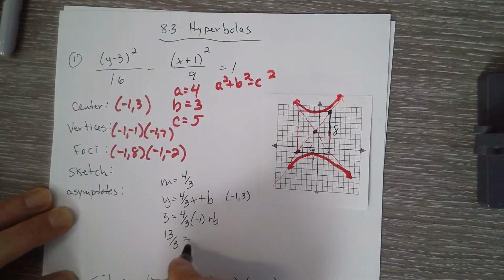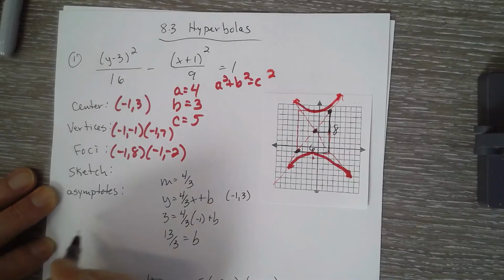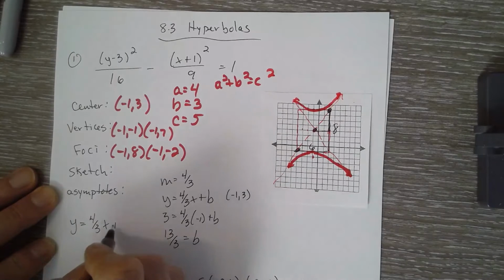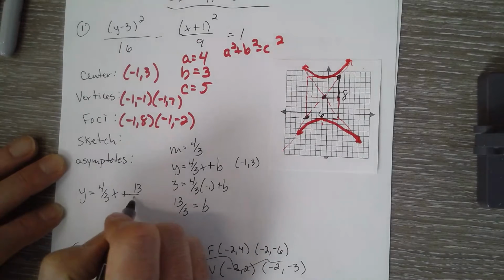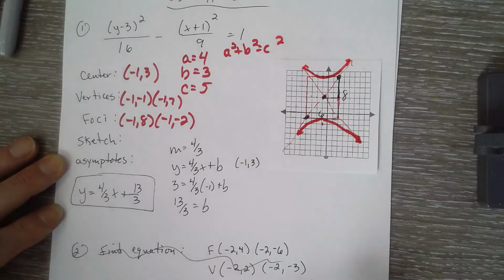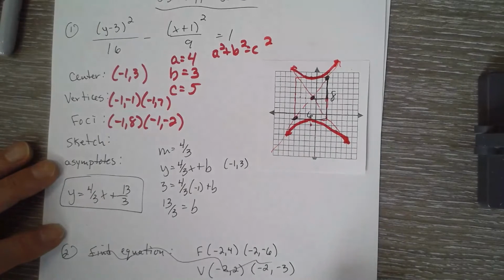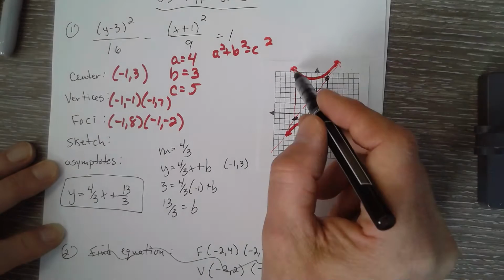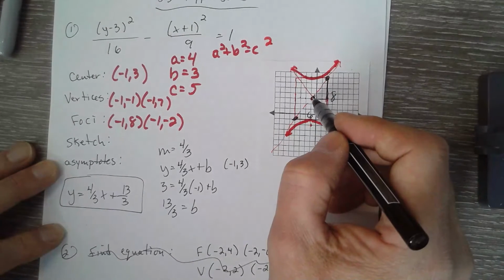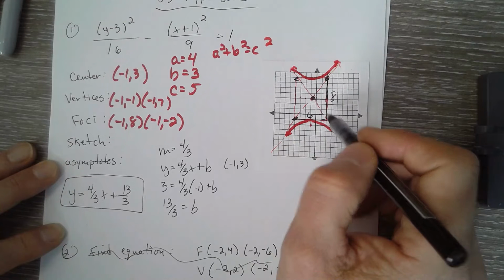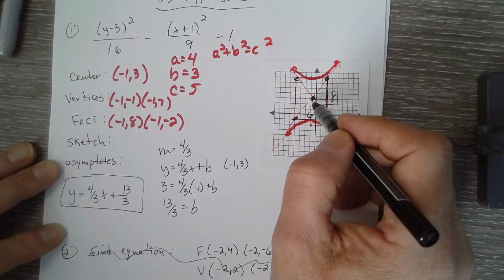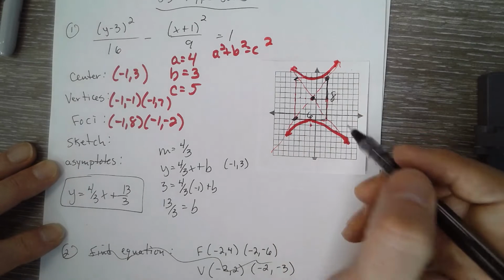That's our b. So this asymptote is y equals 4/3 x plus 13/3. There's my first asymptote. The m is the slope, but the b is the y-intercept. Okay, so my second asymptote, we need to know its slope. So you can go from one corner to the other corner, or you can go down and over. It's going to be -4/3.